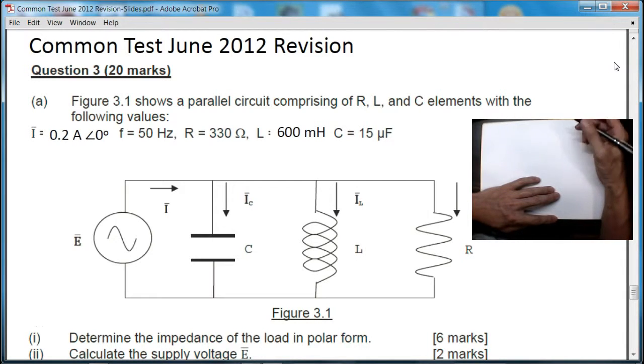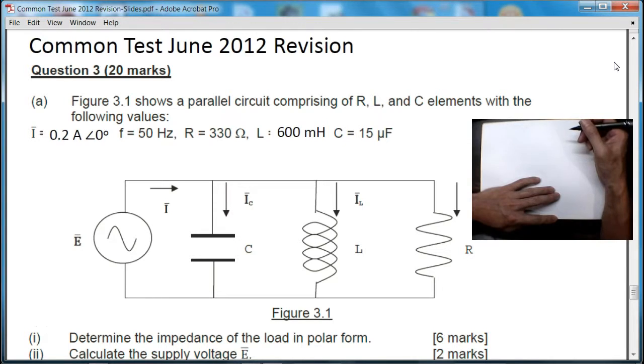Hi, welcome once again. This time, let us look at the Common Test June 2012 paper. As a revision, we look at a long question, question 3. Now this question reads as follows.